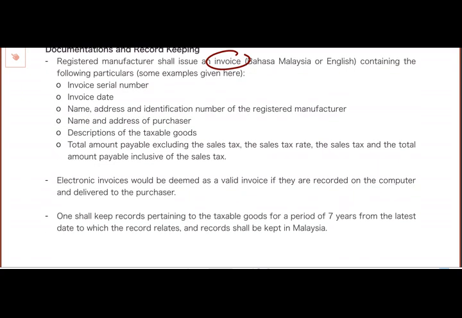Now you are allowed to use electronic invoice. It doesn't need to be paper invoice. You can use electronic on condition it must be maintained in the computer system, and you must deliver it to the buyer. So it's not just generating the invoice, you have to send. Okay? Now, how long must you keep records? Just like income tax, records have to be kept for 7 years. Okay? 7 years from the latest date to which the record relates. Okay, so that's the overall idea. So it's much more simplified.